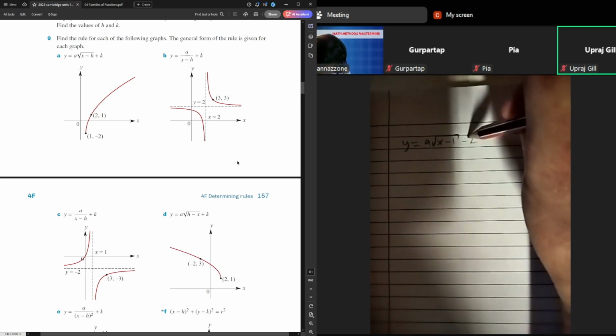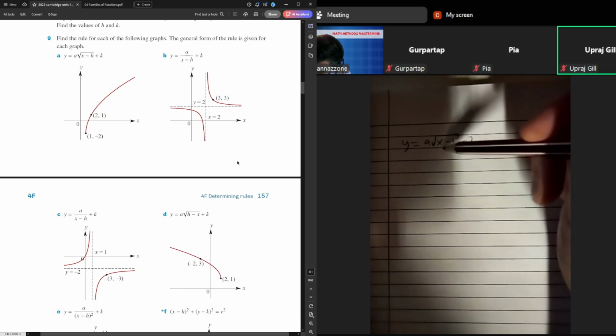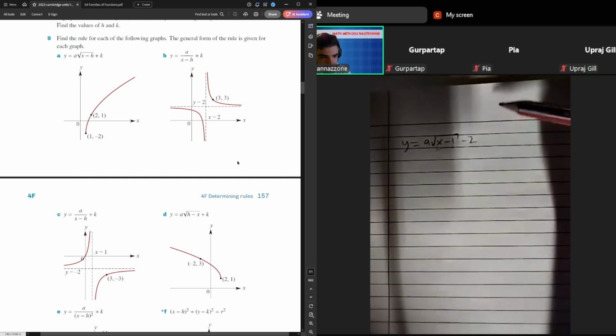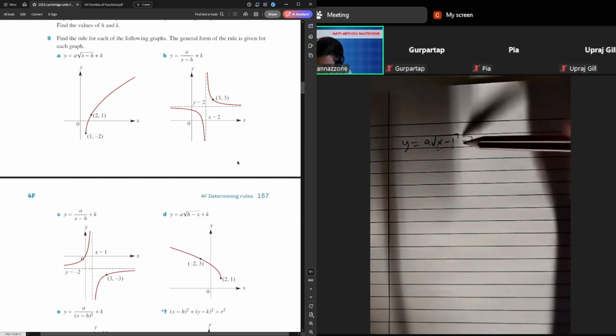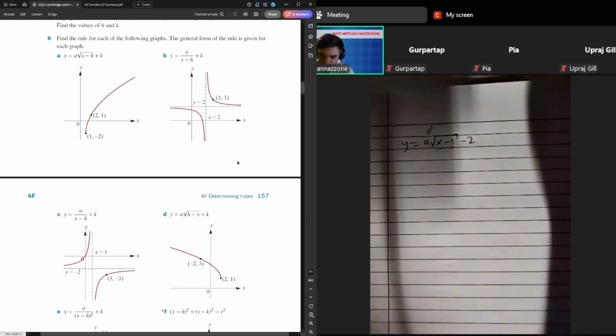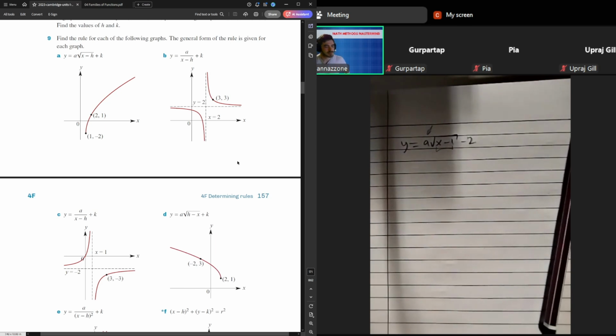Brilliant. For those who may have been unsure, whenever you have a minus on the x, that means a shift right. Whenever you have a plus with the x, it's a shift left. And it's the opposite for the vertical. But okay, we have that now, which means there's only one unknown left over. What do you think we would do to finish this off? Sub in the point given. Sub in the point, yeah.